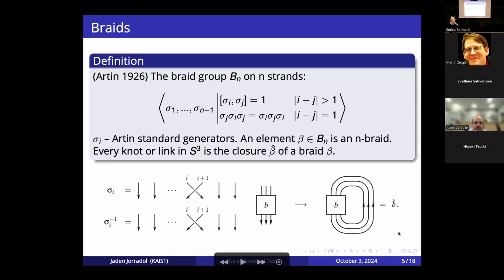So yeah, you can categorize every knot and every link using the braid. So to study knot theory, you can use braids as an intermediary to categorize it.